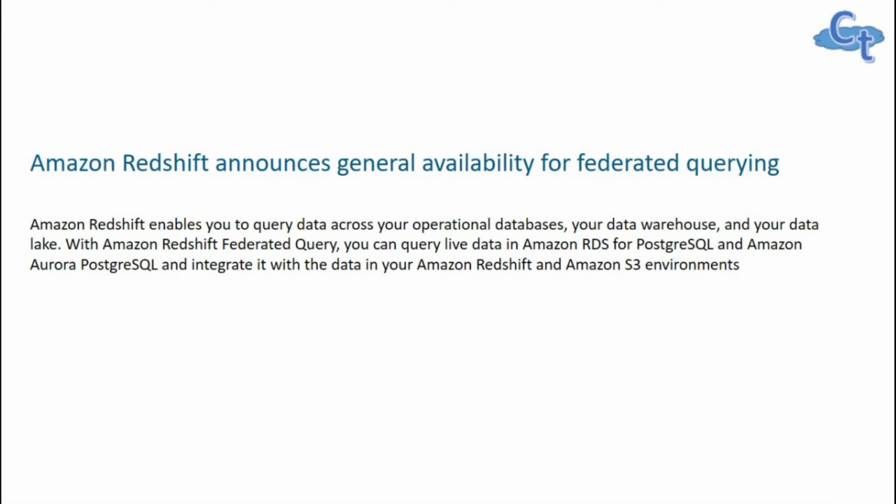Amazon Redshift enables you to query data across your operational databases, your data warehouse, and your data lake. With Amazon Redshift's federated query, you can query live data in Amazon RDS for PostgreSQL and Amazon Aurora PostgreSQL and integrate it with the data in your Amazon Redshift and Amazon S3 environment. Amazon Redshift is a fast and powerful, fully managed, petabyte-scale data warehouse service in the AWS cloud. It makes it simple and cost effective to analyze all your data using standard SQL and your existing business intelligence tools.